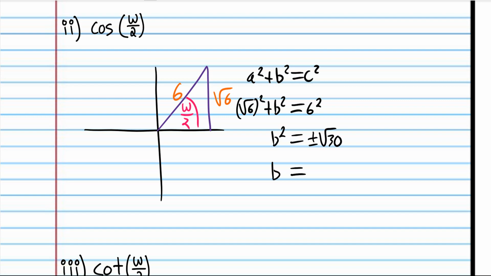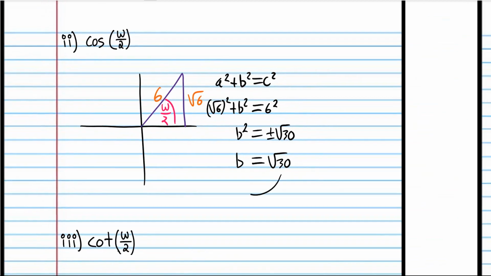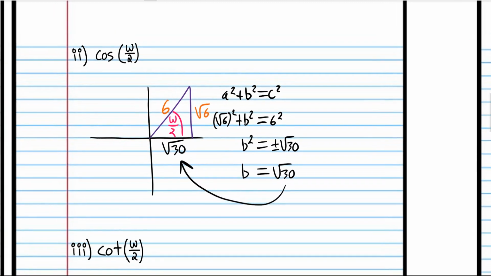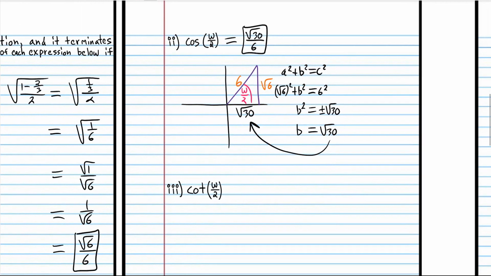And if you look at this side here, you see that it has to be positive because it's to the right of the y-axis. So let's put this in the triangle. And now we have everything we need to find the missing trigonometric values. Cosine is the adjacent side over the hypotenuse, and we're done with that part of the problem. Cotangent is the adjacent side of the triangle, this triangle up here, divided by the opposite side.